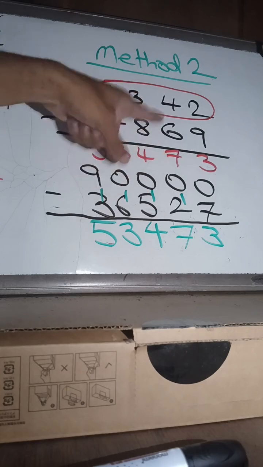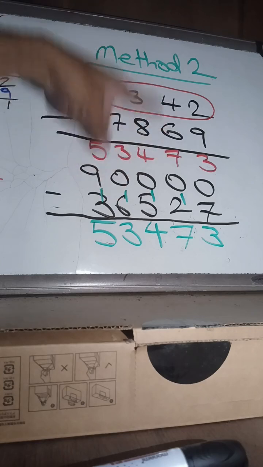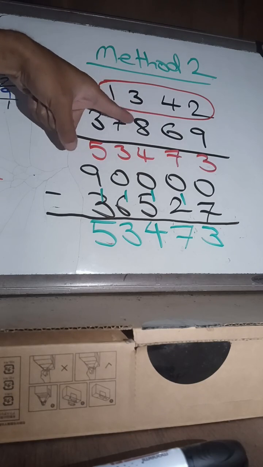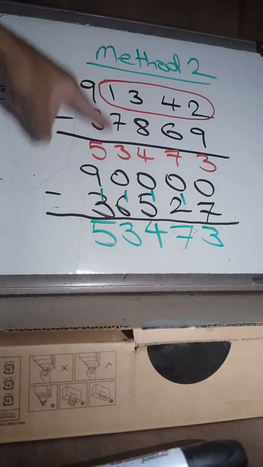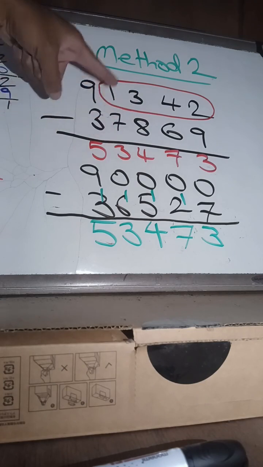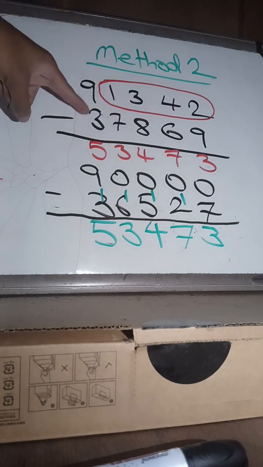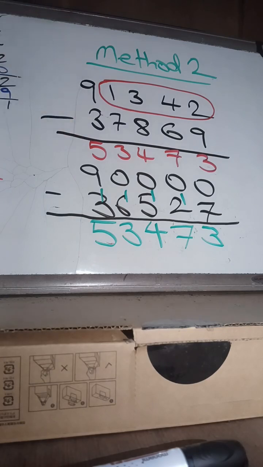1 plus 6, 7. 7 plus 7 is 14. So we have the 4, carry the 1. 1 plus 8 is 9. 9 plus 4, 3, carry the 1. Well, 7 plus 3, 10 plus 1, 11. So we have 1, carry the 1. 1 plus 3, 4. 4 plus 5, there you go.